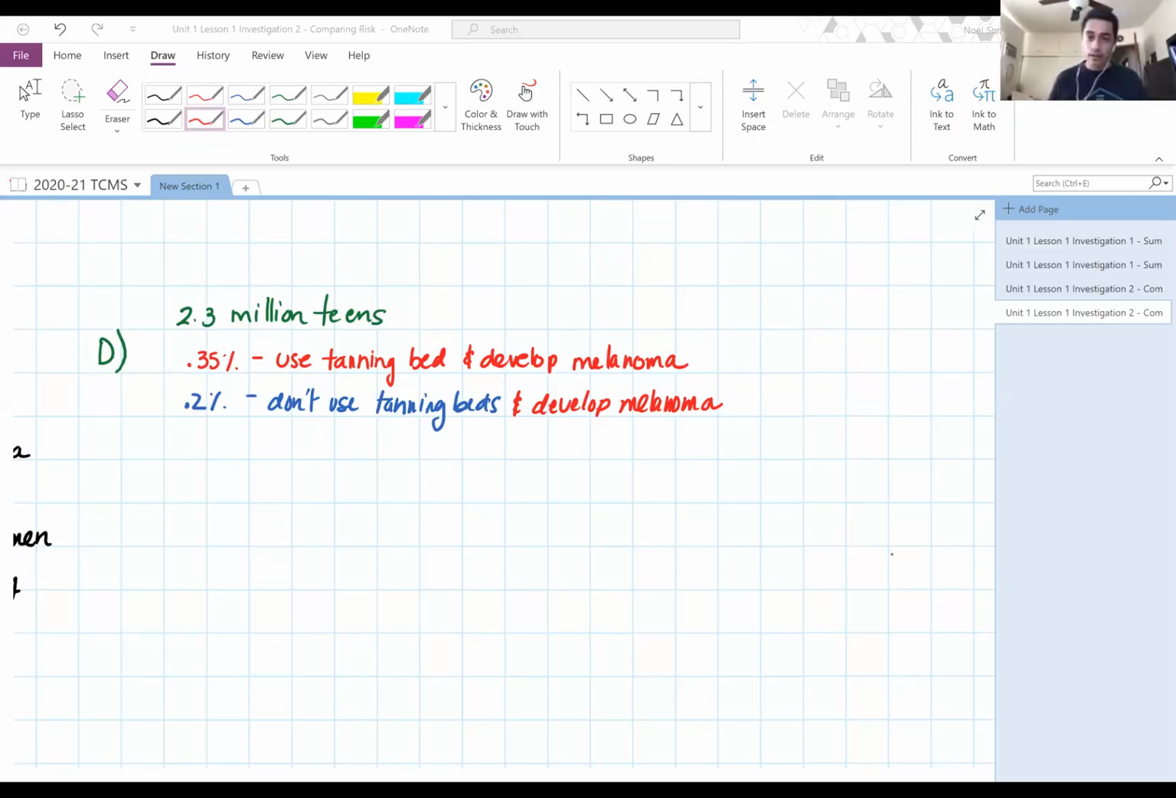All right, so let me start you off at least. We have 2.3 million teens to consider. Now remember, not all of them get melanoma, even if they use the tanning beds. So we want to find out, according to our data, how many teens we could expect to get melanoma, even if they all use the beds. In order to do that, we're going to take our percentage and convert it to a proportion. So we have 2.3 million, which means 2,300,000.